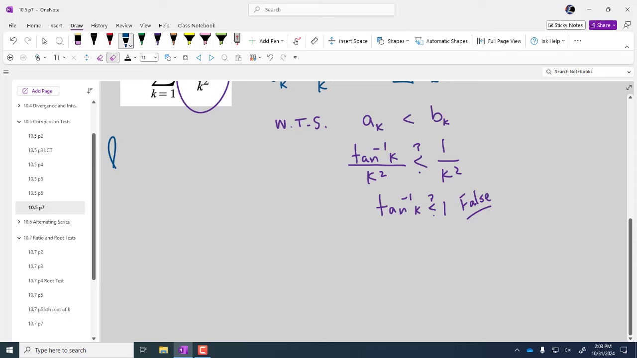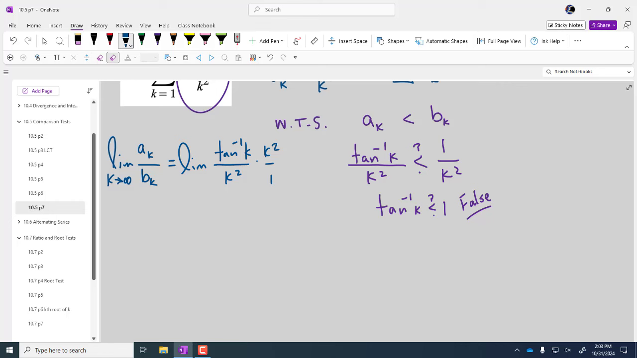With limit comparison, we are going to take the limit of a sub k over b sub k. So this will be the limit of inverse tangent of k over k squared multiplied by k squared over 1. a sub k is the inverse tan over k squared, and dividing by b sub k means multiplying by its reciprocal. The k squareds cancel, and the limit as k goes to infinity here is pi over 2.